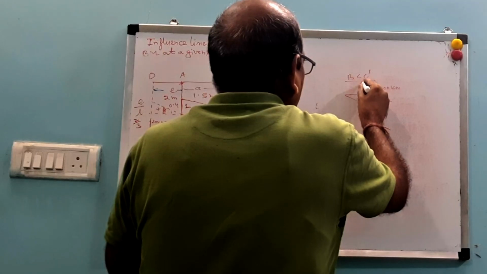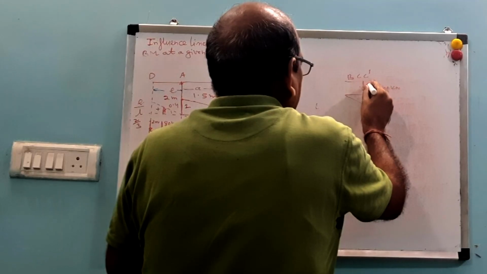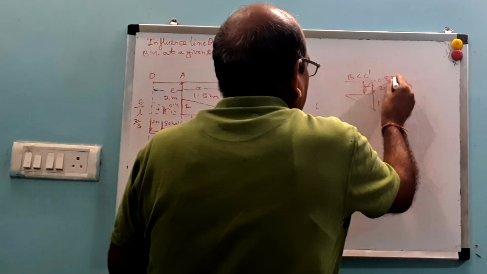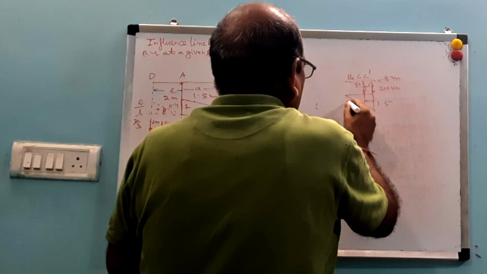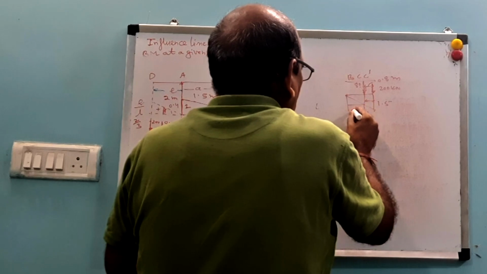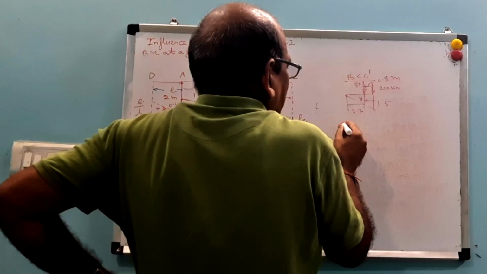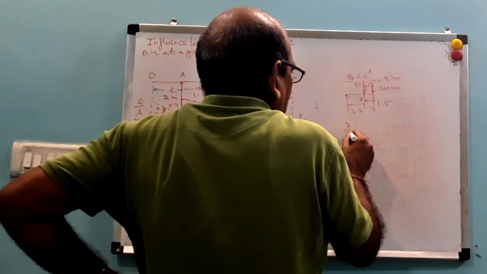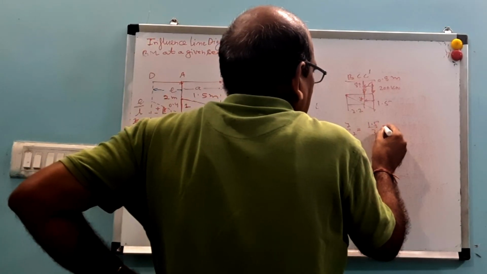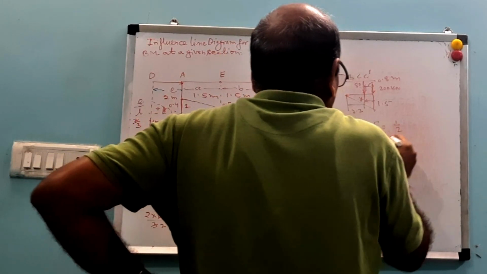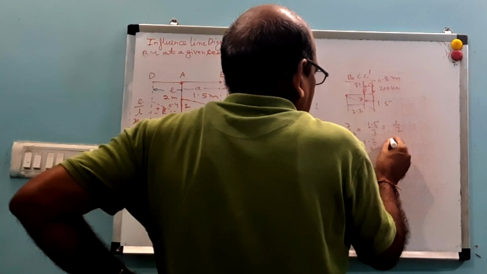at a distance of 0.8 meter, this is 80. So this is 0.8 and this will be your 2.2. This is Y. So Y upon 2.2 equals 1.5 upon 3, that is 1 by 2. So Y is equal to 2.2 divided by 2, that is 1.1.